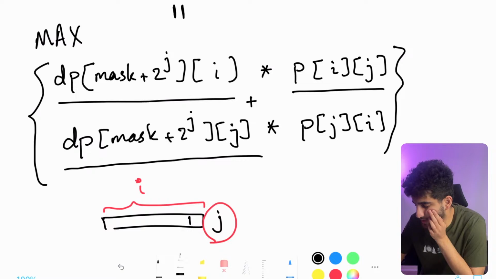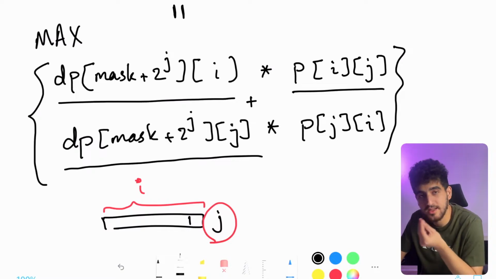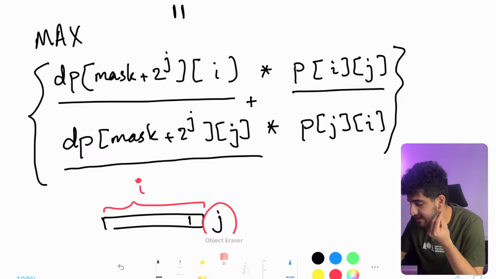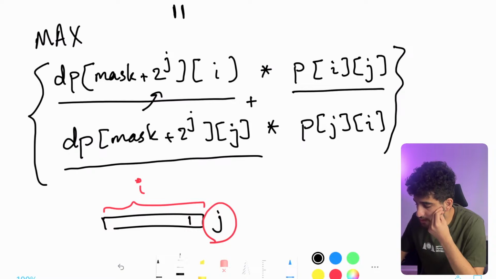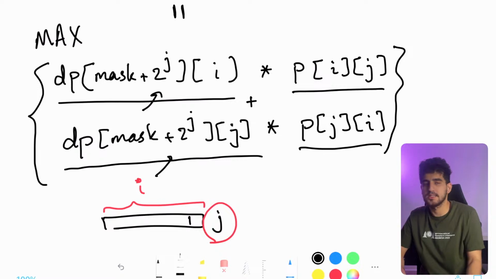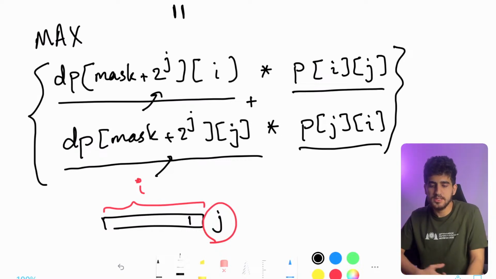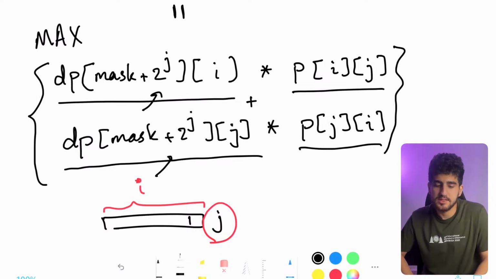The probability of it is p of i and j, and the probability that person 1 will win at the end from that state is going to be this, dp of mask plus 2 to the power of j and i. Or j kills i, and the probability of person number 1 winning from there is going to be dp of mask plus 2 to the power of j and j. So we add up these two probabilities, and for all the possible j's we will calculate the maximum of this value.